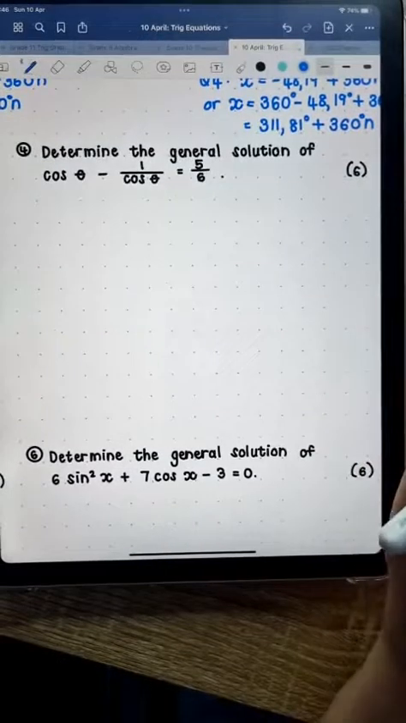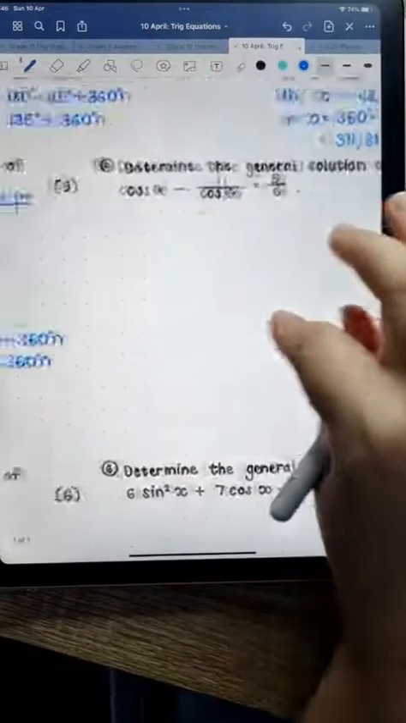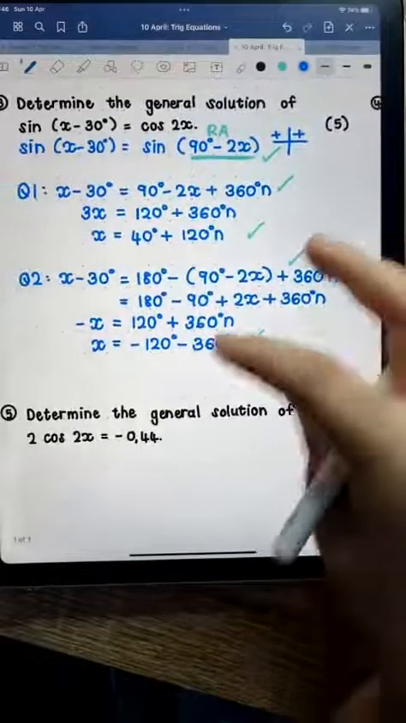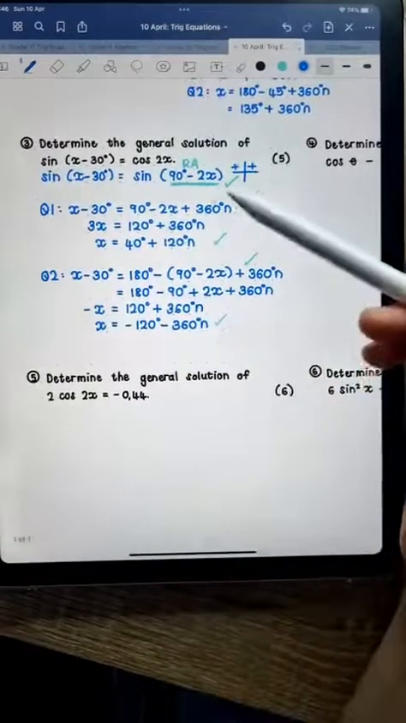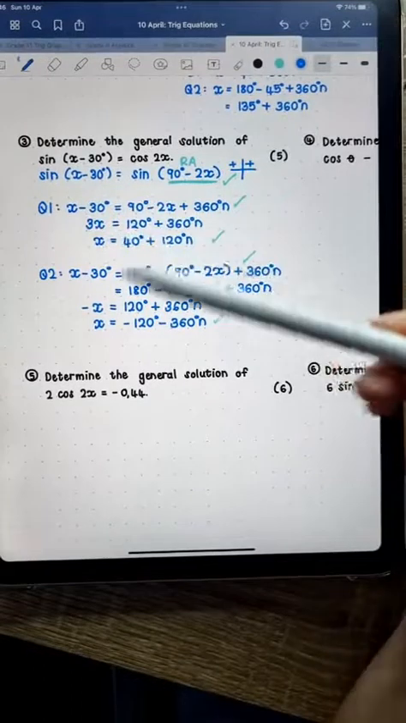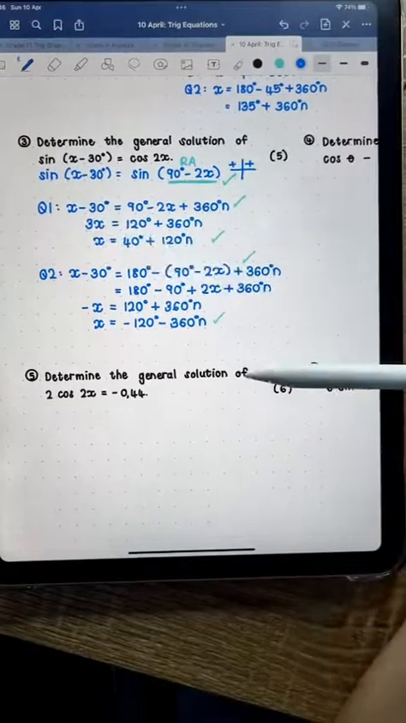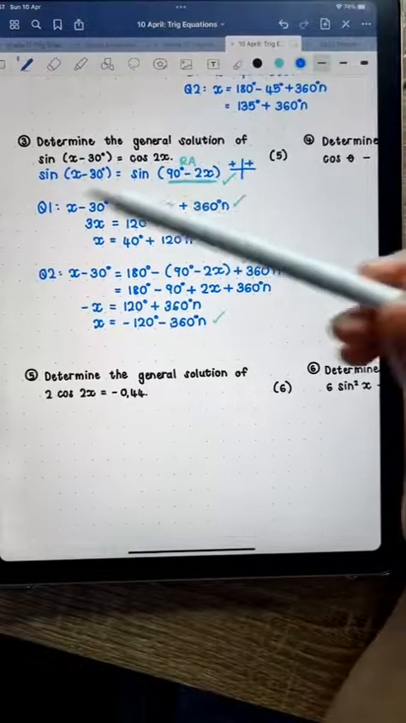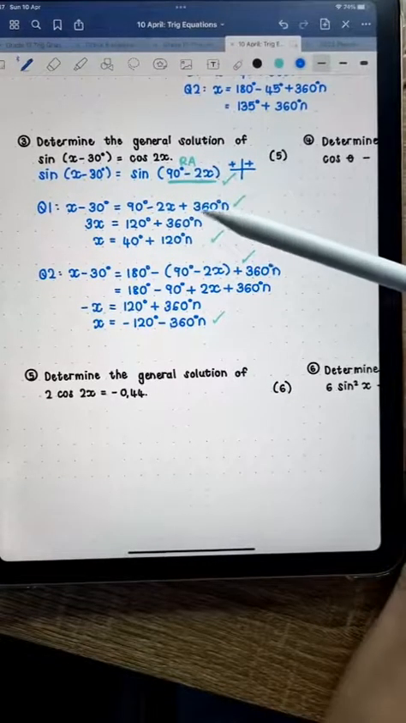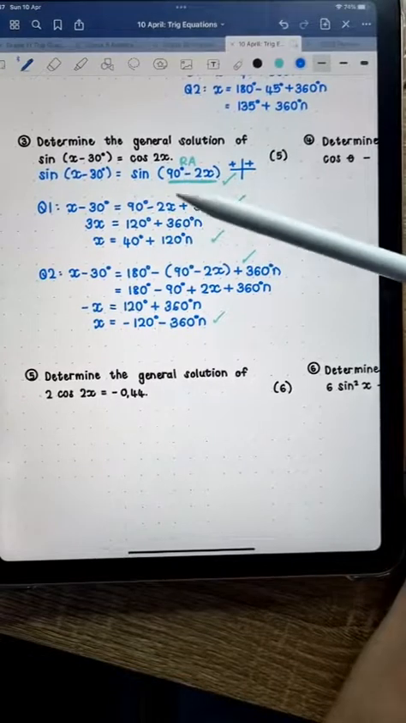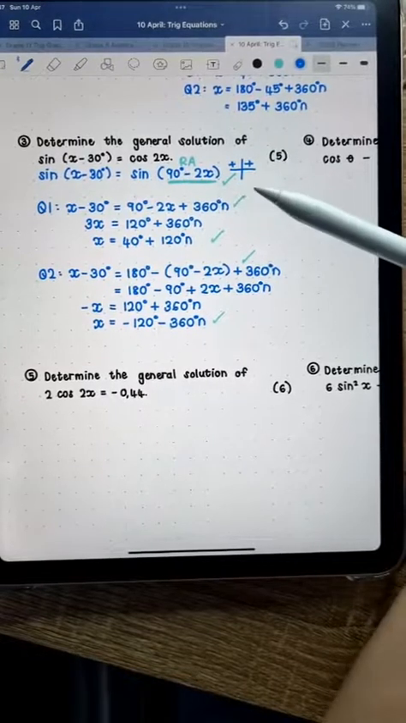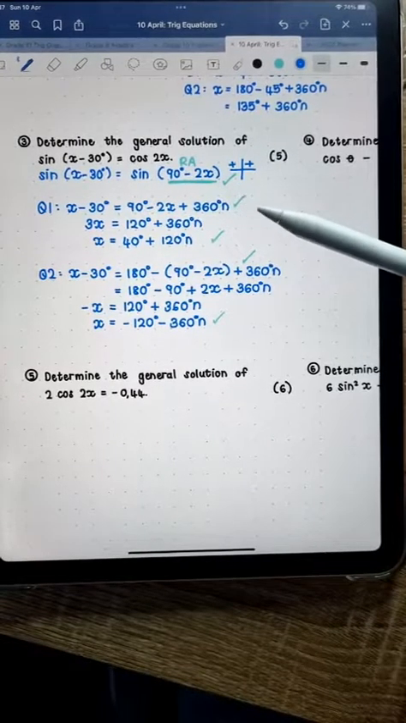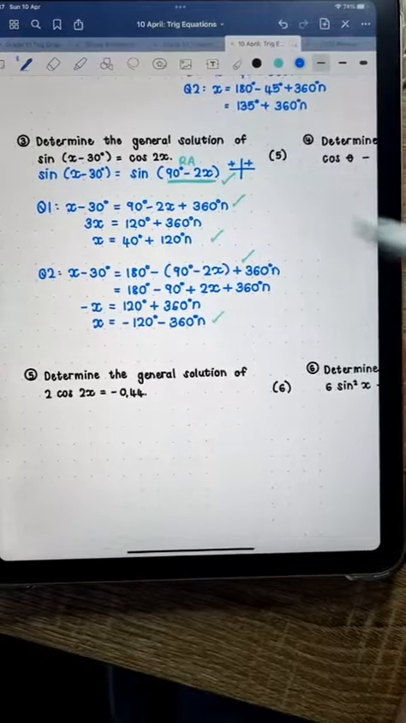Okay, how did you get 360? This 360n has to do with the period of a sine graph being 360 degrees. So that's where that 360 comes from. For a sine and a cos equation, you always say plus 360n. And for a tan equation, because the period of a tan graph is 180, you will say plus 180n.